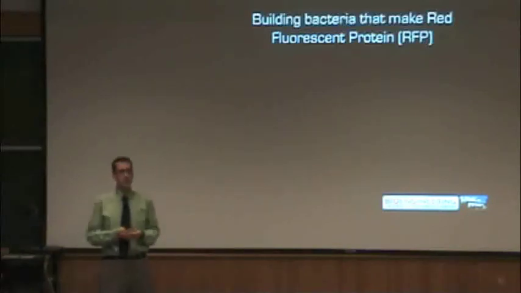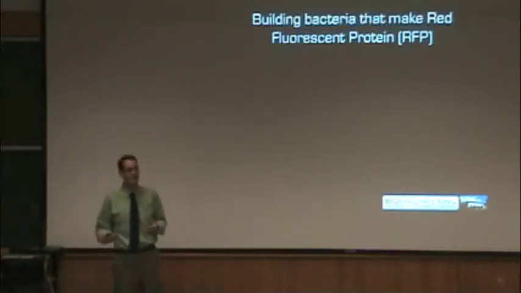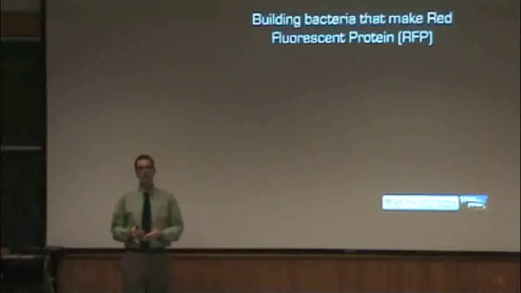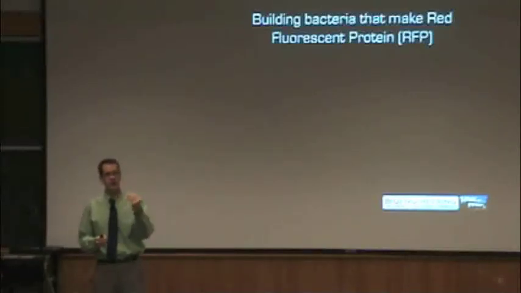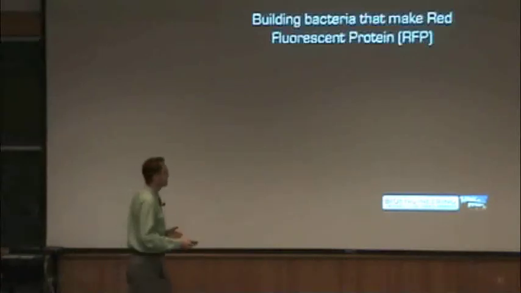The original version of this was GFP, which won a Nobel Prize, because it's a very powerful technique for very simply indicating whether something is being turned on or not. If you see red, or you see green, or there are many versions of this protein that glow different colors, then you know that something has been turned on.